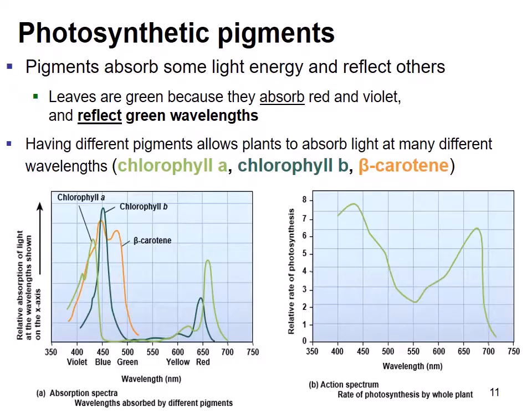These pigments can absorb some light energy and reflect others. Leaves on most plants are green because they absorb red and violet light and reflect most green wavelengths. Having different pigments allows plants to absorb light at many different wavelengths. Three important pigments are chlorophyll A, chlorophyll B, and beta carotene. You can see the action spectrum for photosynthesis down there, photosynthetic pigments, and you can also see the absorption spectra for the particular pigment in that first figure.